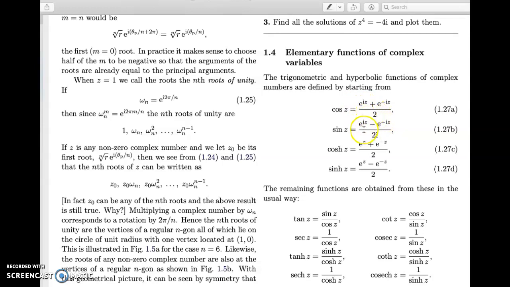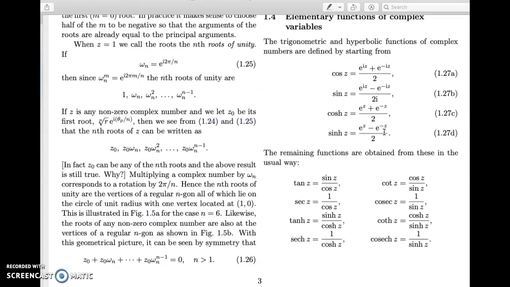For the trig functions, you probably haven't seen them defined in this way, but actually it's fairly obvious this is going to work, because we know from the Euler formula that e to the iz is cos z plus i sine z, and e to the minus iz is cos of minus z, which is the same as cos z, plus i sine of minus z. Sine is an odd function, so the imaginary bits cancel out. You get two lots of cos, you divide by 2, and you get cos z. Similarly for sine z, you can easily check that that formula works.